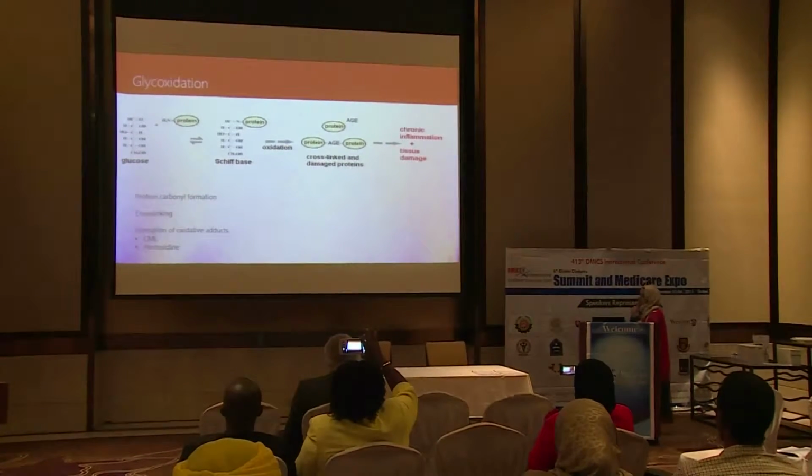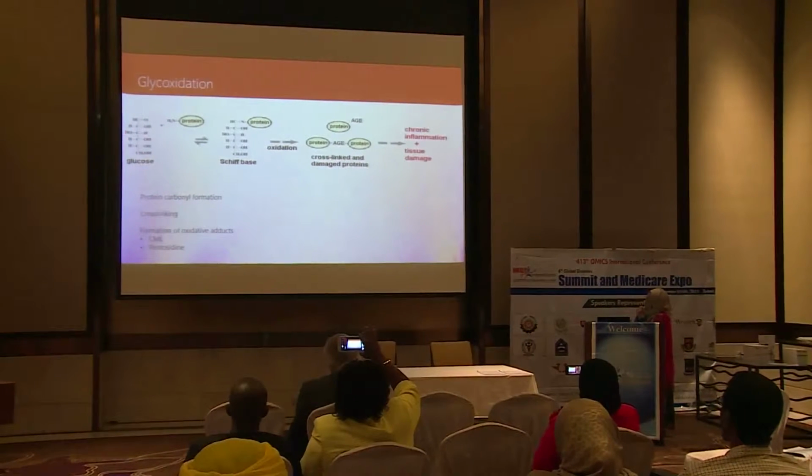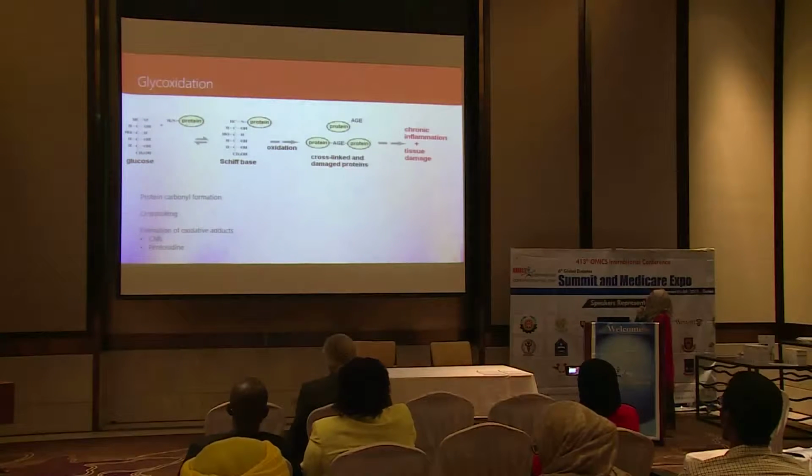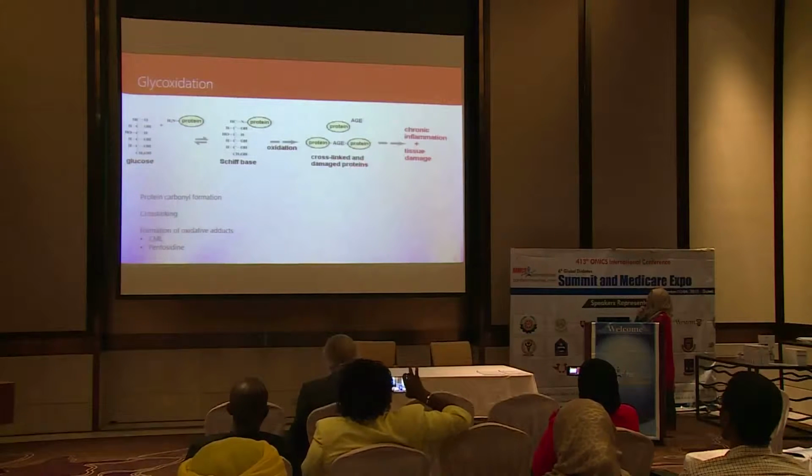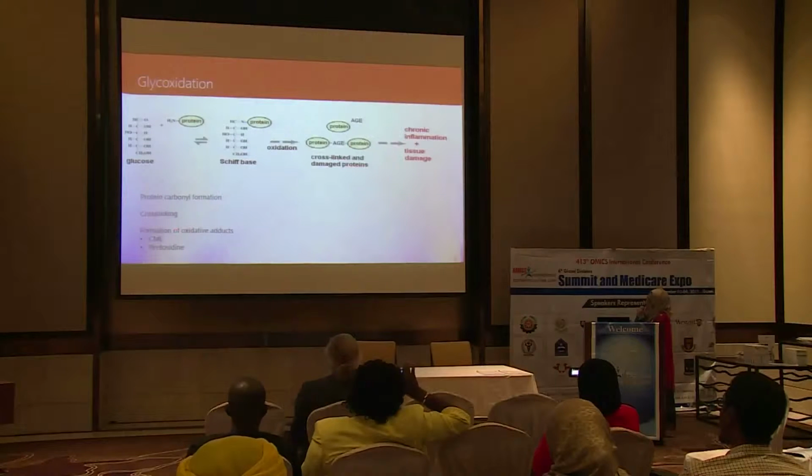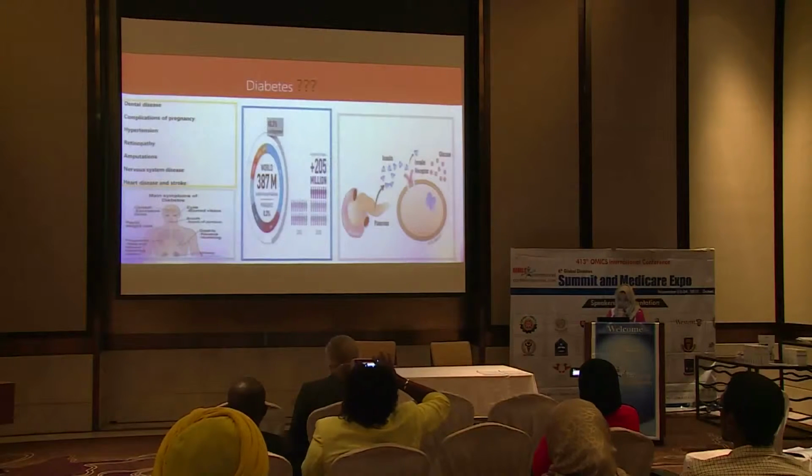So together glycation and oxidation form glycoxidation products. In short, glucose forms Schiff base followed by oxidation, and ultimately cross-linked damaged proteins are formed as a result of glycoxidation, which causes chronic inflammation and tissue damage. Modified proteins form carbonyls, cross-linked products, and various oxidative adducts like carboxymethyl lysine, pentosidine, etc.